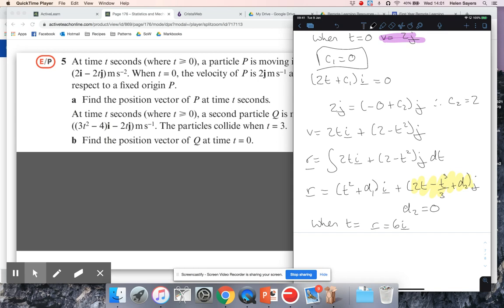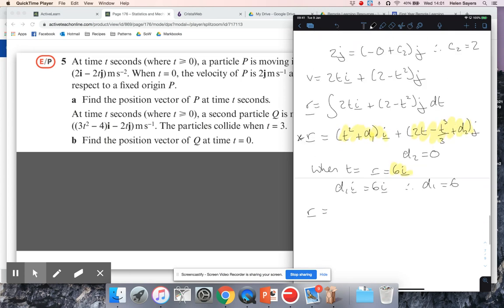So that must equal 6i, so t squared, well, if t is 0, D1 i must equal 6i, so D1 must equal 6. Okay, so my position vector is (t squared plus 6)i plus (2t minus t cubed over 3)j.